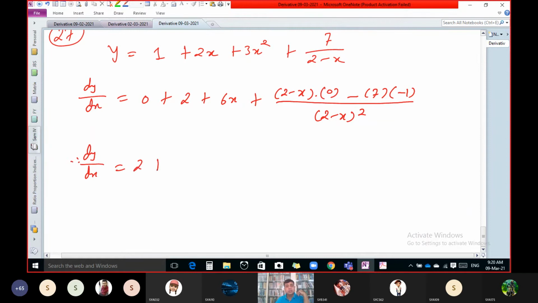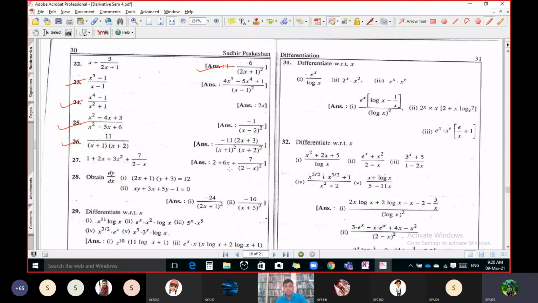2 plus 6x. Now see, 0 into anything is 0, and here we get minus minus plus 7 upon 2 minus x the whole square. This is my final answer. So 2 plus 6x plus 7 upon 2 minus x the whole square. This is the final answer.